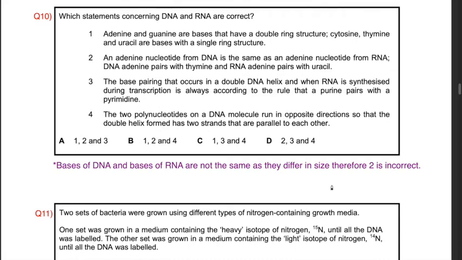3. The base pairing that occurs in a double DNA helix and when RNA is synthesized during transcription is always according to the rule that a purine pairs with a pyrimidine. 4. The two polynucleotides on a DNA molecule run in opposite directions so that the double helix formed has 2 strands that are parallel to each other. This question requires careful reading and analyzing of the given statements.